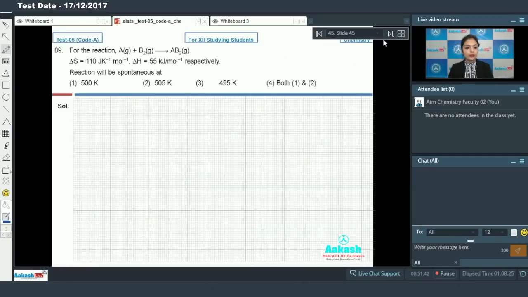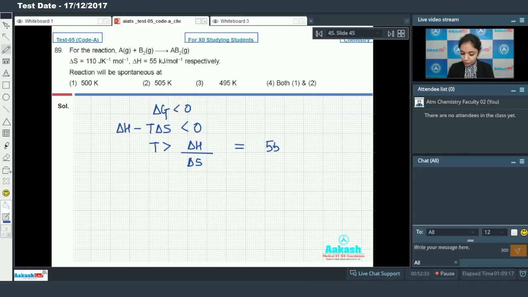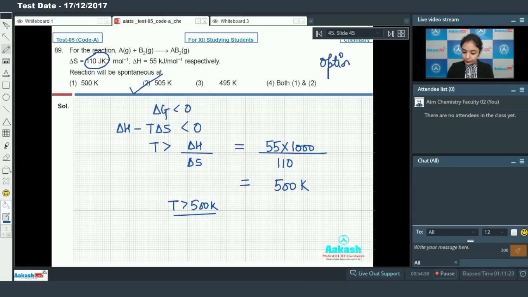So moving on to the next one, we have question number 89, which says that for the reaction, the delta S value and delta H value have been given, and you have to find out at what temperature the reaction will be spontaneous. For the reaction to be spontaneous, the criterion is delta G should be less than 0. And delta G is delta H minus T delta S, which should be less than 0. It means temperature is greater than delta H by delta S. So substitute the values here. Delta H is given as 55 kilojoules, so convert this into joules, divided by the value of delta S, which is 110. If you calculate this, your answer will come out to be 500 Kelvin. So at temperature greater than 500 Kelvin, the reaction will be spontaneous, because if the temperature is 500 Kelvin, the reaction will be at equilibrium. So the only correct option is option number 2.